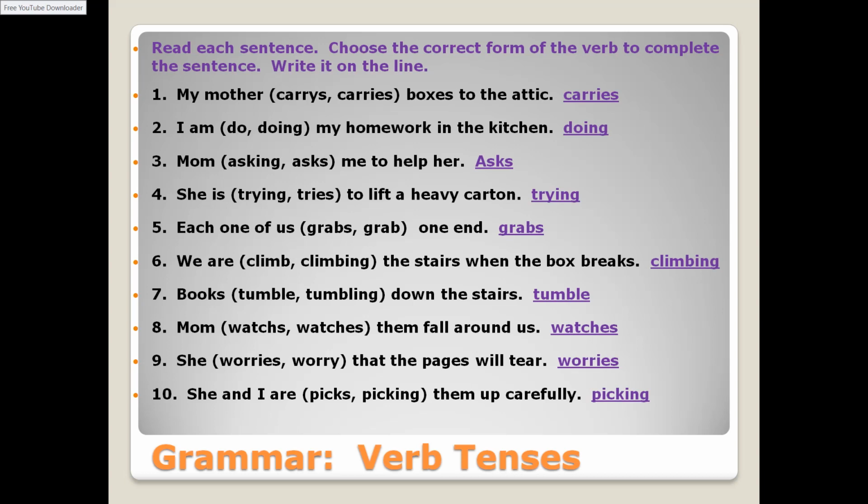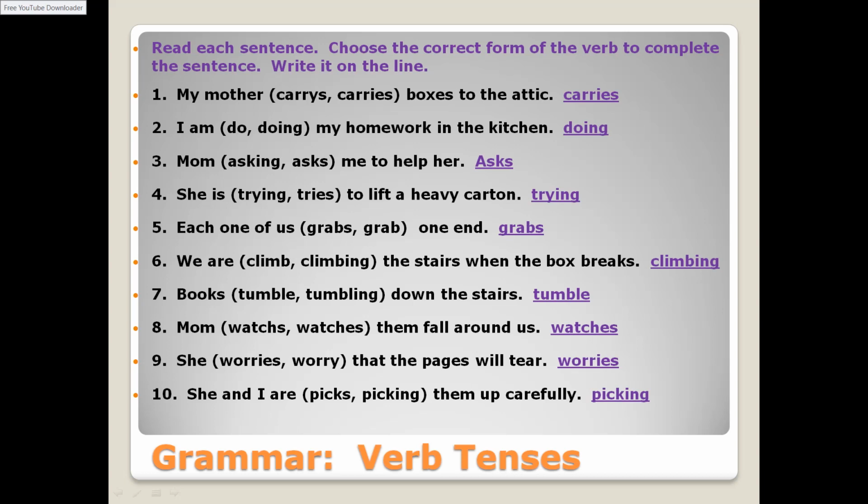The fourth sentence is she is, and we have two options, trying or tries, to lift a heavy carton. Here is again a verb be. So you know when verb be is there, we need to add a present participle to make it a progressive tense. So she is trying. We need to add the ing form here. So she is trying to lift up a heavy carton.